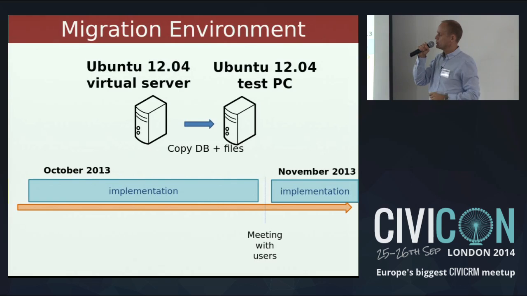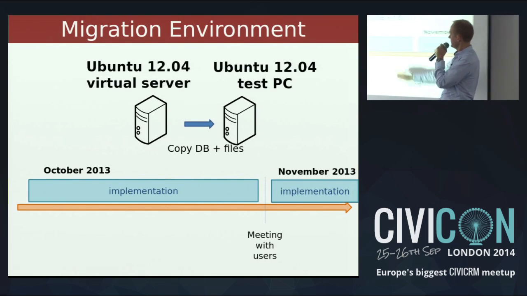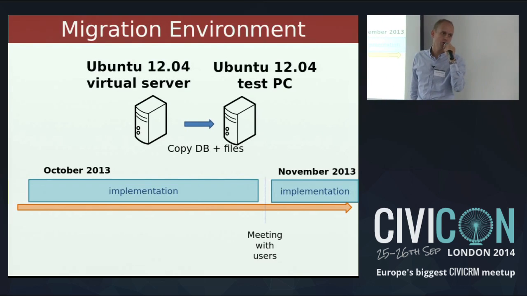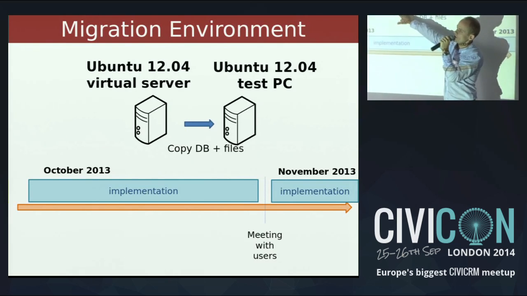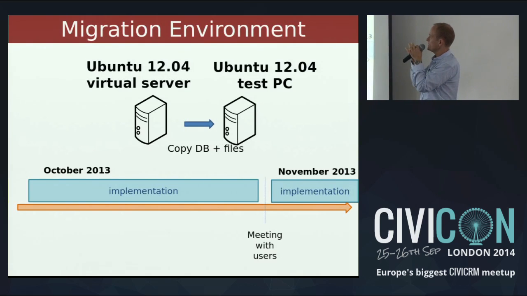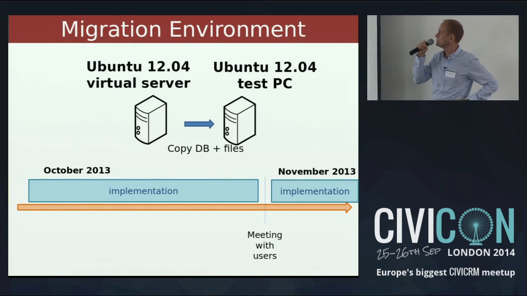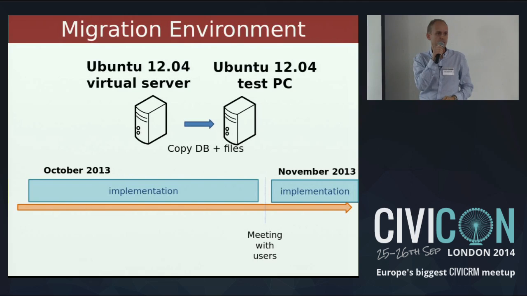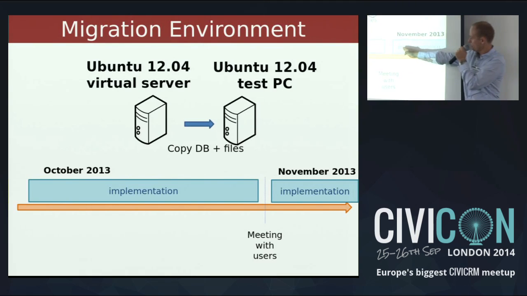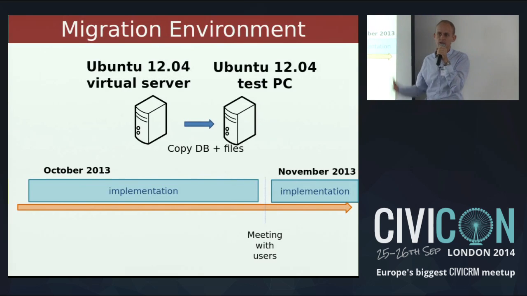Remember, we had iterations of one month. During that month, we did our development work. And then at the end of the month, we showed our work to our users. Before showing it to our users, we would copy the data from our development server to an old PC we had, on which we installed the same operating system as on our development server, so Ubuntu. We copied it and we always showed the data on the test PC. So during the next month, our users could still test the system and we could make our changes without interfering.